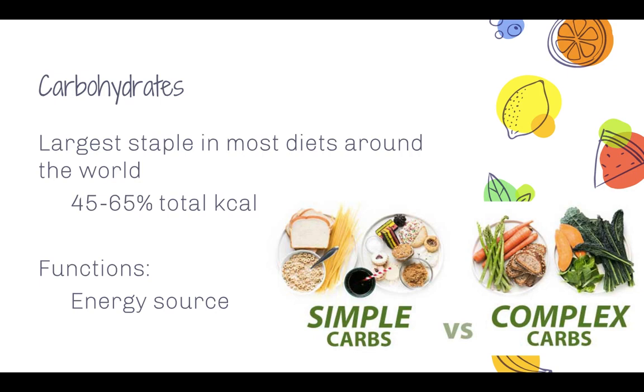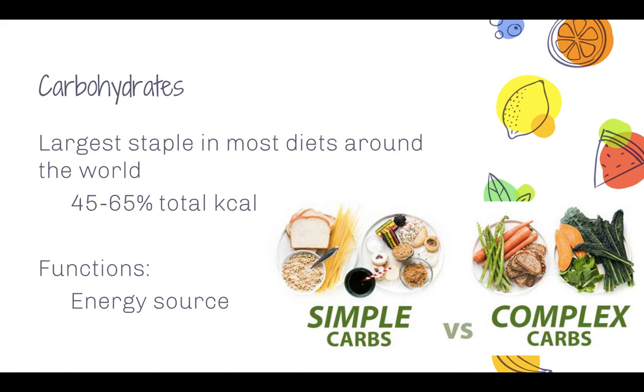So when we look at the simple carbohydrates, a really easy way to distinguish is that they lack fiber. So what that means is we're looking at white rice, sugary cereals, our sweets, our cookies, cakes, donuts, and then our sugary beverages. These are all considered simple carbohydrates based on their chemical structure and the fact that they don't have fiber in them.